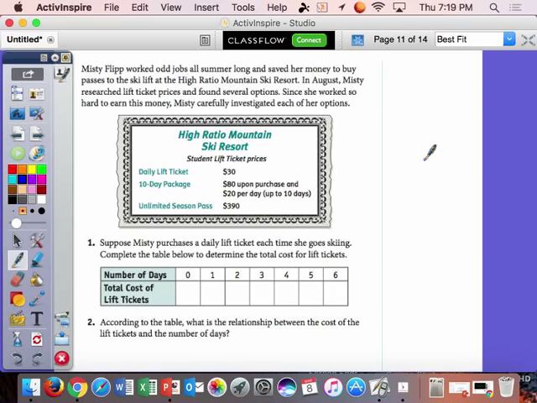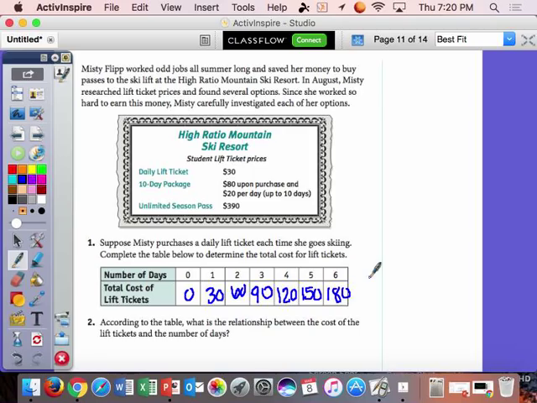Since she worked so hard to earn this money, she wants to see what's the best deal. So if we do daily lift tickets, if she doesn't go at all, how much money is she going to pay? Well, 0. Duh. What about one day? 30. A daily pass, that means one day, is $30. So if we go 2 days, how do I go from here to here? Add 30. Nice. So that's 60. What about here? 90. Nice. 120. Are you beating me? I hope you're beating me. 150. Last one. 180. Awesome job.